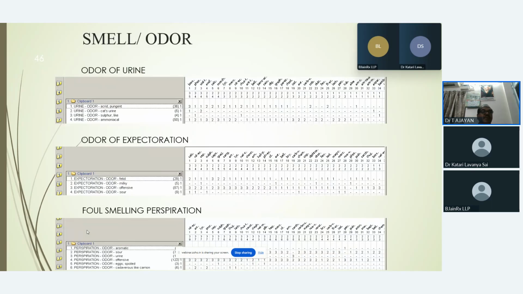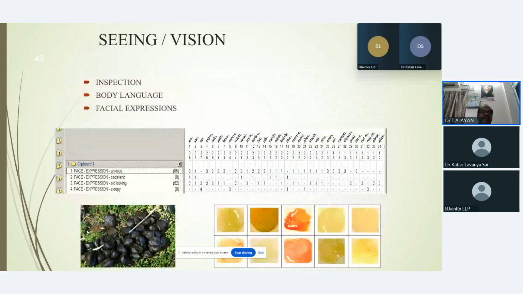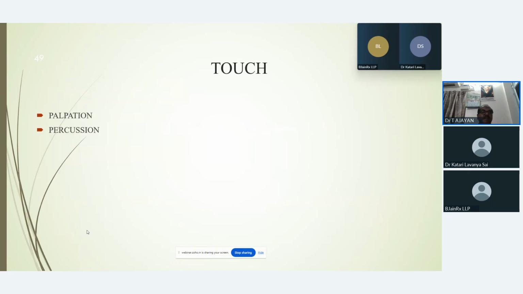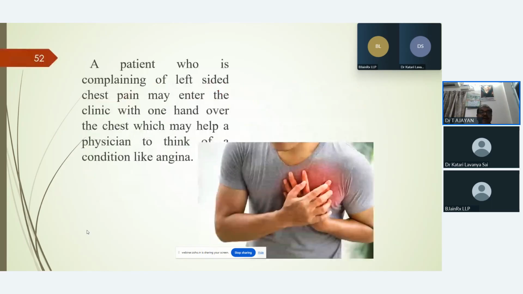Then I worked out a few smell and odor related symptoms we collected in your repertory. The number of medicines is there. Then sound and listening, again a number of medicines is there. Then inspection while seeing, again body language, facial expression. Then we can work out, and it shows the number of medicines. The touch and palpation.